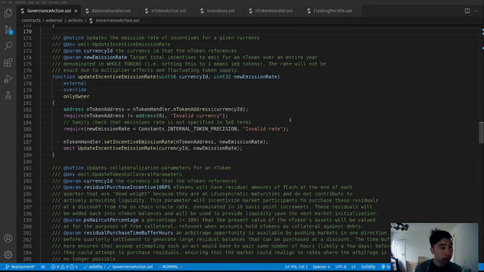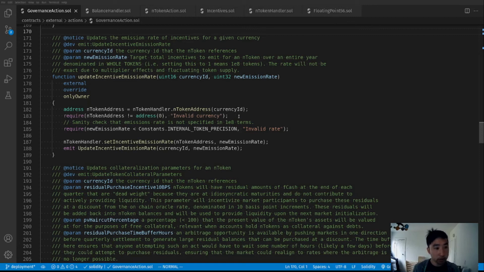So in this video, we're going to talk about the nToken incentive emission rate. So this is set by governors, and the governors will set a target emission rate for a year, denominated in whole tokens. So stripping off the 8 decimal portion of NOTE governance tokens. And what this emission rate represents is a target number of NOTE tokens that will be minted to a particular currency, and the nToken holders that have been providing liquidity over a set period of time. So this is an annualized target rate for emissions.